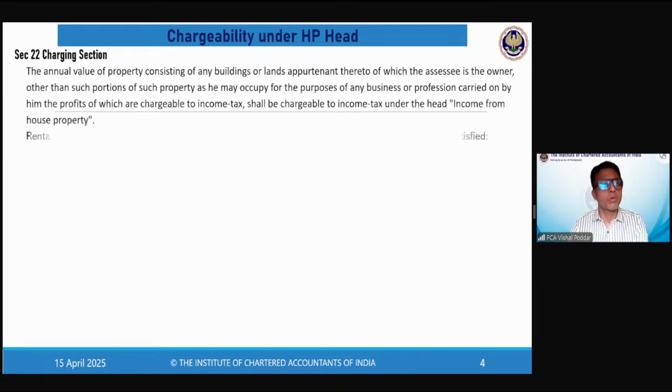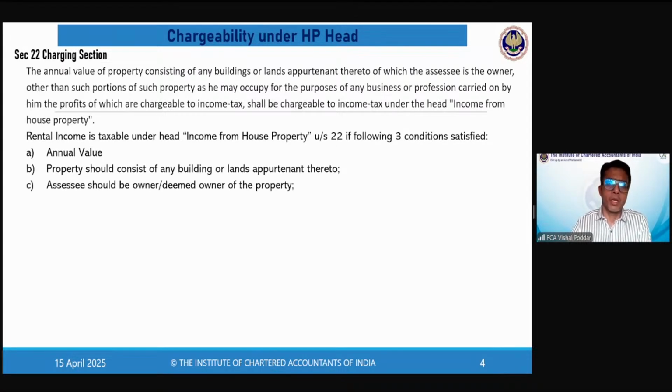Now then we went to the most important part, that is our charging section. For the purpose of covering a particular income under this head of house property, there are three basic criteria that you need to compulsorily satisfy together. First, the income should pertain to land, building, but which land? Land which is apportioned to building, and which building? Any building. So the most important point here is that the income is the income arising out of any building.